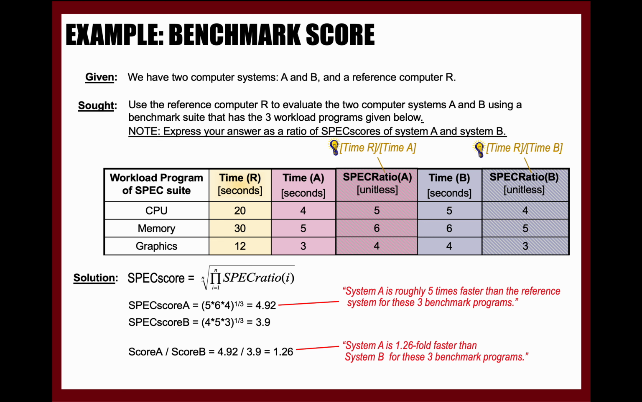We are benchmarking two computer systems labeled A and B against the reference computer R. We have data for three workloads: performance of a SPEC suite, CPU, memory, and graphics. For each program, execution time of the reference system R, system A, and system B are provided. Our goal is to determine the performance ratio for SPEC scores for both systems A and B, and ultimately derive the SPEC score to compare the performance.